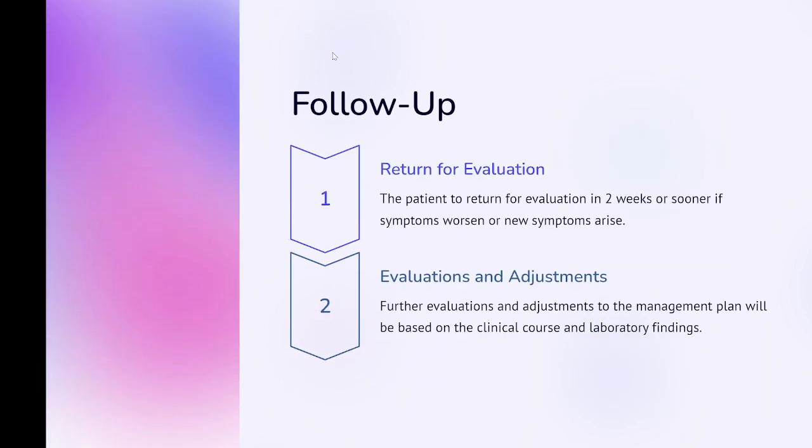Follow-up. The patient to return for evaluation in 2 weeks or sooner if symptoms worsen or new symptoms arise. Further evaluations and adjustments to the management plan will be based on the clinical course and laboratory findings. This case outlines the approach to a pediatric patient with suspected nephrotic syndrome, emphasizing the importance of a thorough clinical assessment, appropriate laboratory investigations, and a tailored management plan focusing on the most likely etiology, which in this age group is MCD.